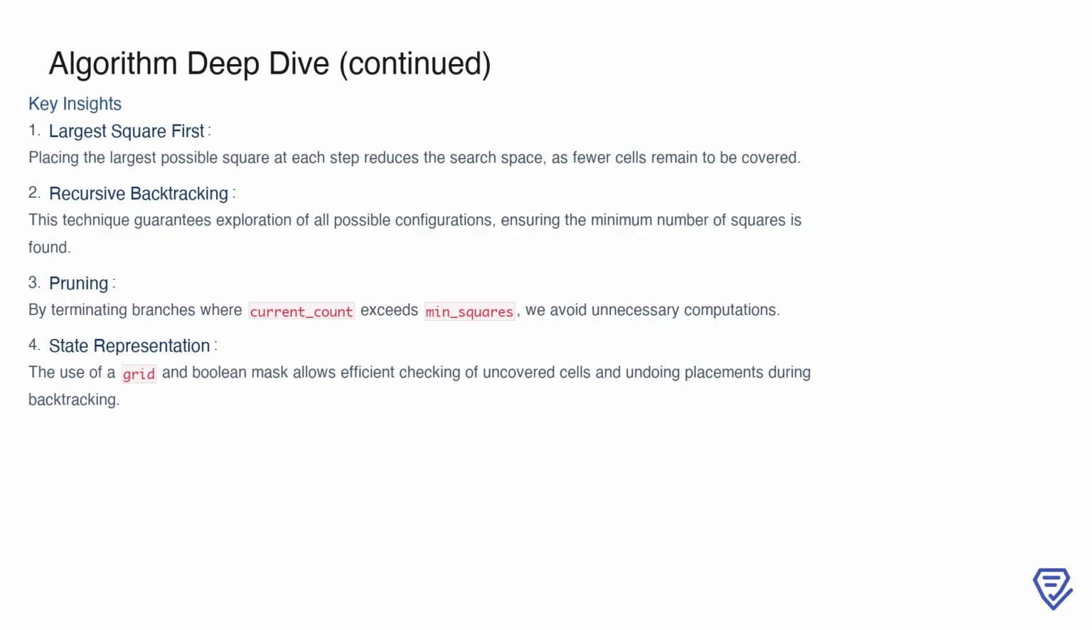Second, recursive backtracking ensures that we explore all configurations, guaranteeing that we find the minimum number of squares. Third, pruning is critical for performance, as it allows us to skip unnecessary computations by terminating branches that are clearly suboptimal. Lastly, the state representation using a 2D grid and Boolean mask is efficient for checking covered cells and for undoing placements during backtracking, making the algorithm both flexible and robust.